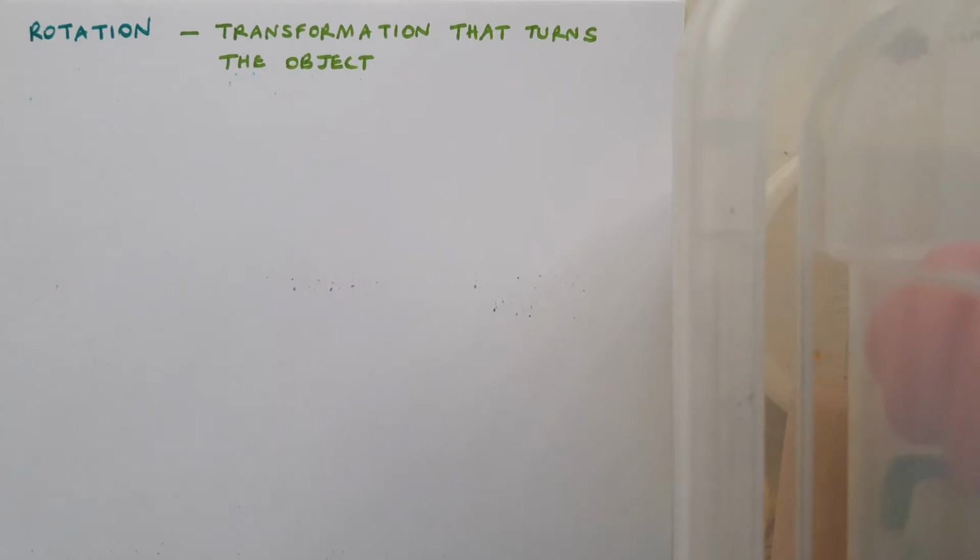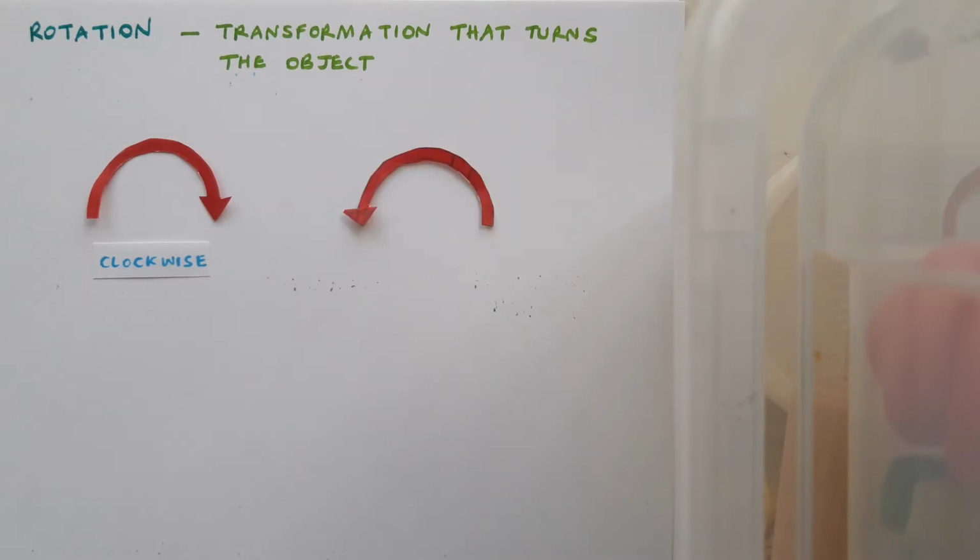This video is about rotation, and rotation is transformations that turn the object. And this turning can occur in two different directions. We can have clockwise rotation, which takes place in the same direction as the hands of a clock turn. But we can also have anti-clockwise rotation, which simply takes place in the opposite direction. And sometimes this anti-clockwise rotation can be referred to as counterclockwise rotation. So anti-clockwise and counterclockwise just mean the same thing.